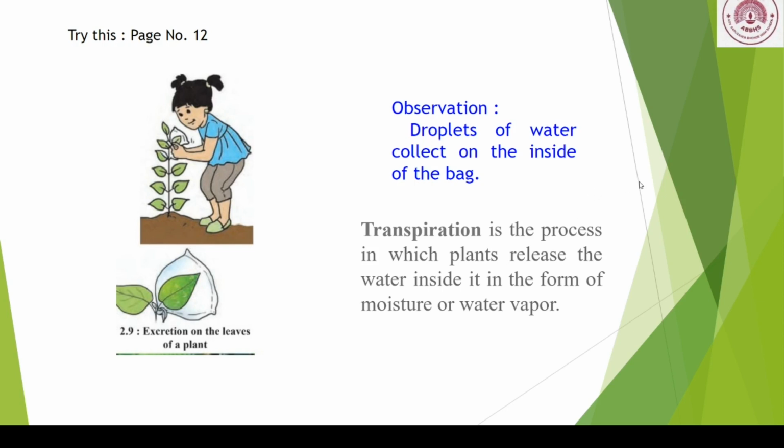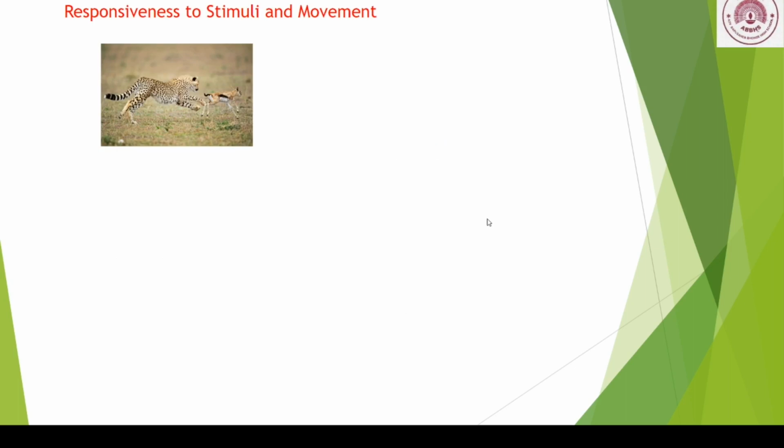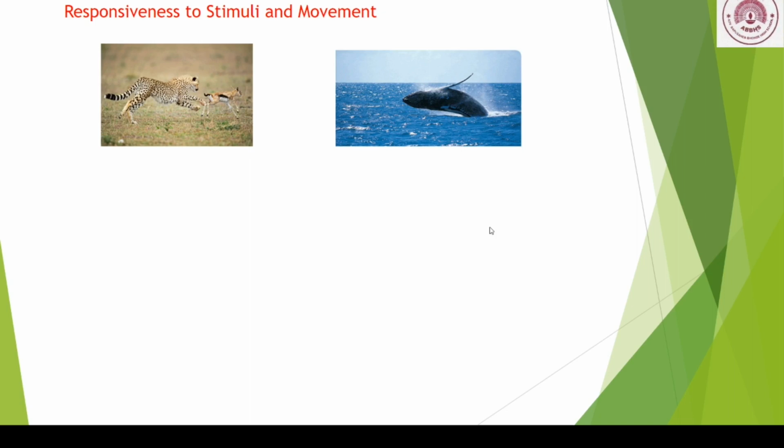Now, what is transpiration? Transpiration is the process in which plants release the water inside them in the form of moisture or water vapor. The next characteristic is responsiveness to stimuli and movement. First, let us see movement. Movement is a characteristic clearly observed in animals. Animals can move from one place to another on their own. This is also called locomotion.